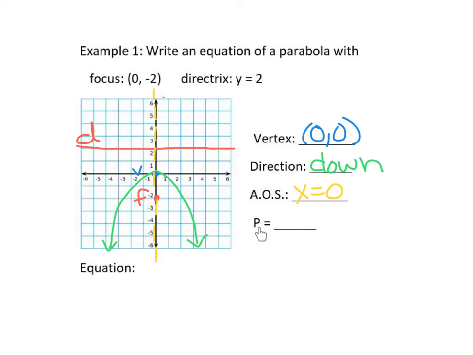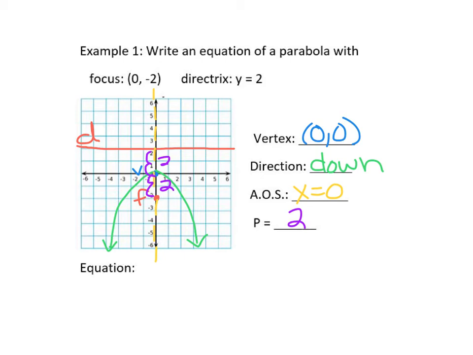My last thing over here is my p-value. P is the distance from the vertex to the directrix or from the vertex to the focus. Doesn't matter which way you count, just count it out. So let's see. It's 1, 2, or 1, 2. Doesn't matter which way you look at it, it's still going to be 2 because the vertex is always equidistant between the focus and directrix.